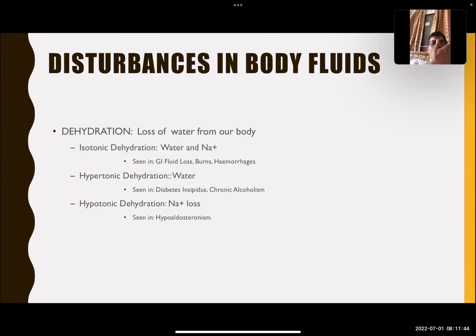Whereas in hypertonic dehydration, water loss is much more as compared to sodium loss. It is seen in cases of diabetes insipidus and chronic alcoholism. While in hypotonic dehydration, sodium loss is much more as compared to water loss. So all these references are in comparison to the extracellular fluid compartment. And hypotonic dehydration is seen mainly in hypoaldosteronism.